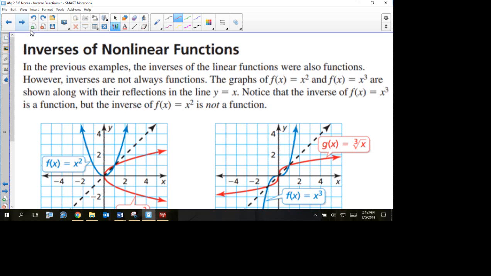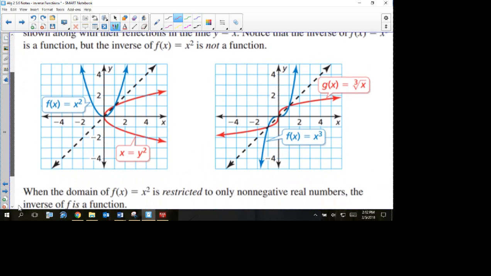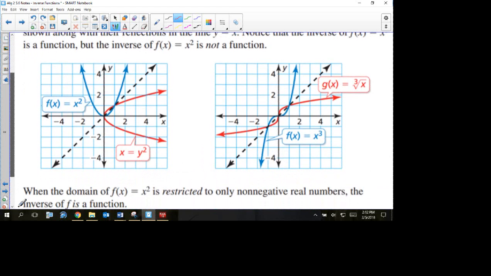So when we have nonlinear functions, you can still find inverses of them, but sometimes they're not functions. We're going to talk about what's a function and what's not a function, and we're going to find the inverses the exact same way we found them with the other one. To know if something is a function or not a function, you need a vertical line.